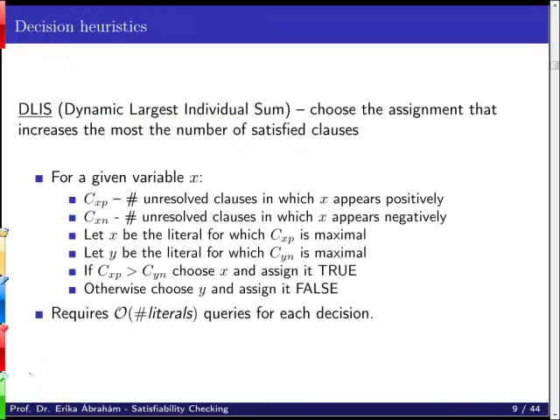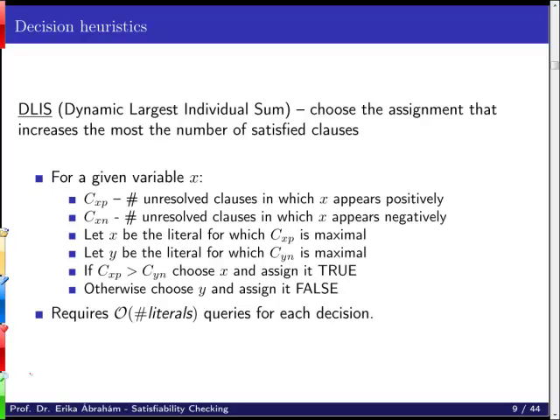Now, we look at two decision heuristics that are used in some solvers, and we'll come to a third one, which is used in most solvers nowadays, last. So the dynamic largest individual sum, DLIS, tries to find a satisfying solution first.